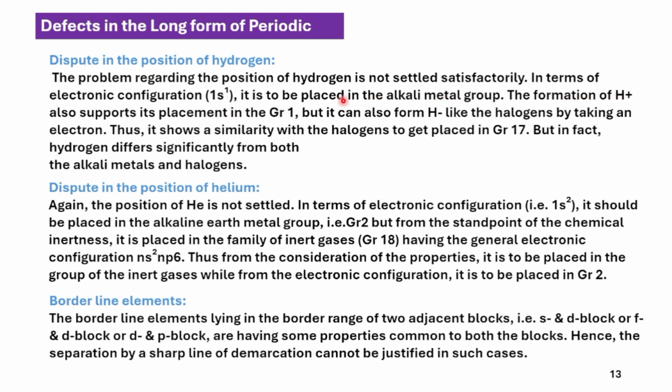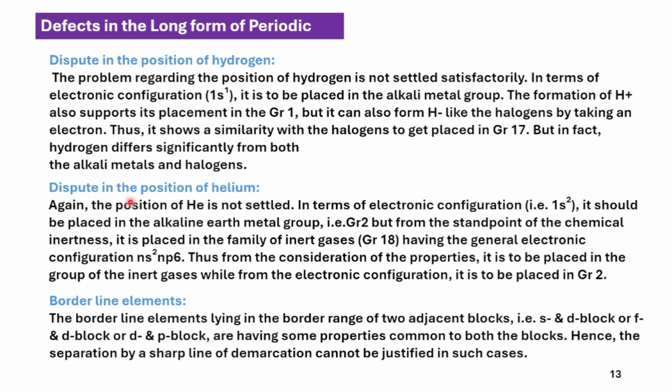The formation of H+ also supports its placement in group 1, but it can also form H-, meaning a negative charge, like the halogens. For example, F-, Cl-, Br-. Similarly, it can also form H- in some compounds by taking an electron. Thus, it shows a similarity with the halogens to get placed in group 17. But in fact, hydrogen differs significantly from both the alkali metals and halogens.